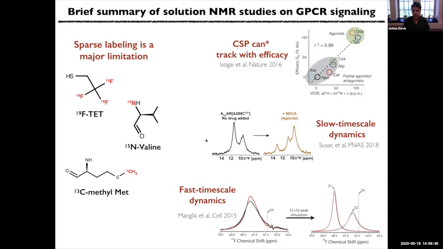And here, rather than seeing slow exchange like what Kurt saw, they saw something more intermediate. And so when they did CPMG studies and they simulated the spectra and calculated the delta omegas, they ended up seeing multiple states that were in this fast intermediate timescale.